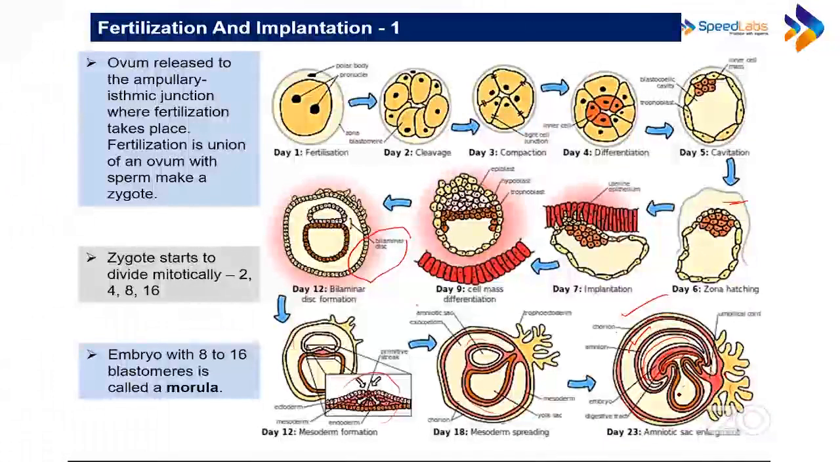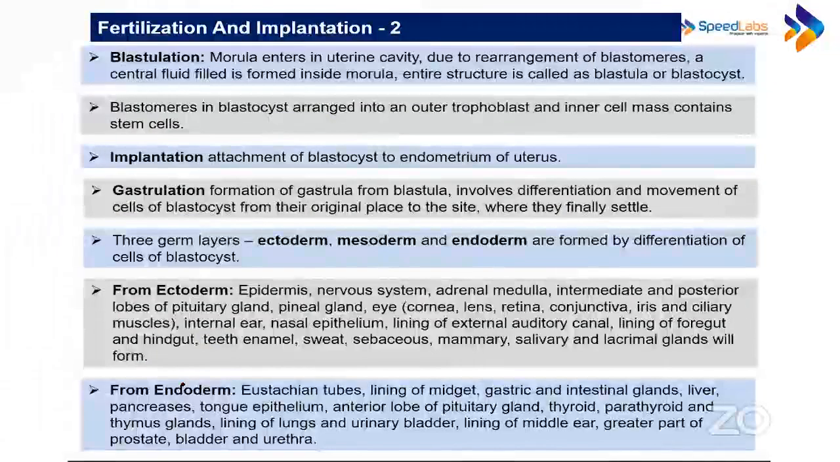Understanding? So ovum release, it's like secondary oocyte, into the ampullary isthmic junction where fertilization takes place. It is the union of ovum with the sperm that makes a zygote. Zygote divides mitotically to form 4, 8, 16 cell stage. Embryo with 8 to 16 blastomeres is called morula. Then morula enters the uterine cavity. Due to arrangement, it forms a fluid-filled cavity inside the morula. It is called the blastocyst. Blastomeres in the blastocyst are arranged into an outer trophoblast and an inner cell mass.